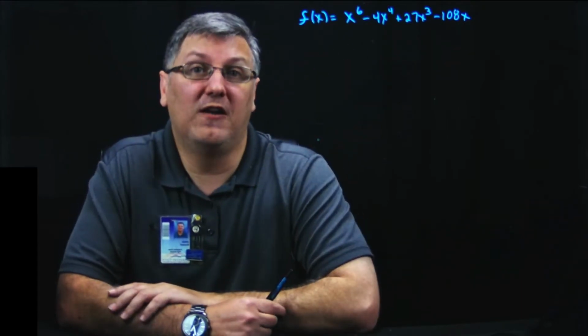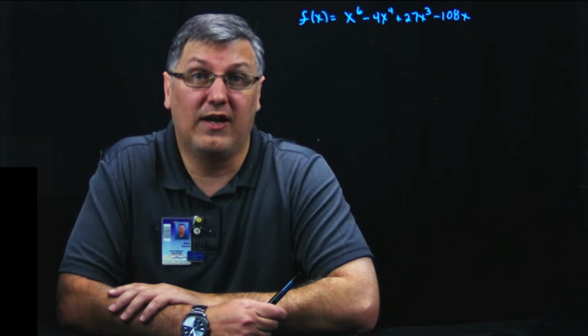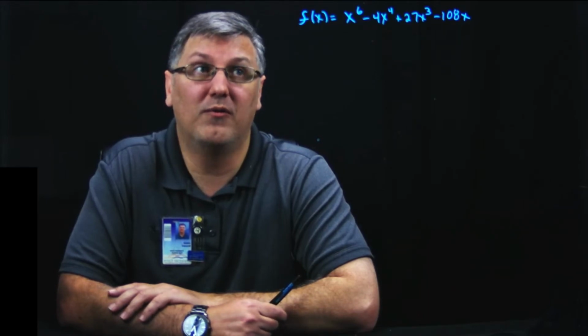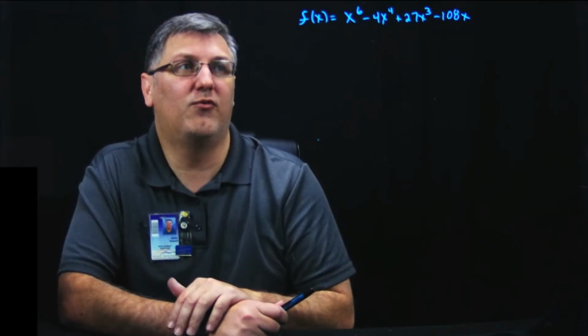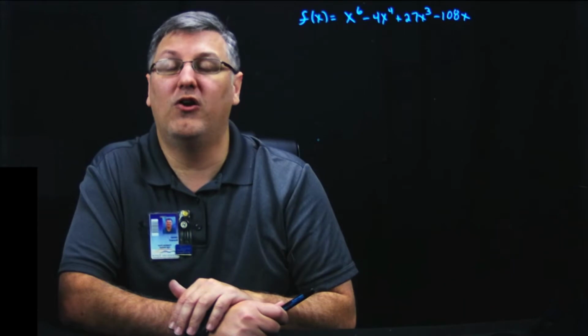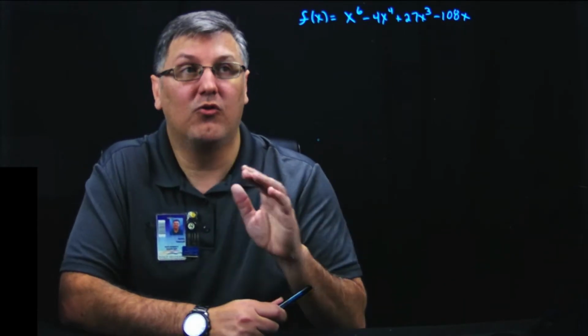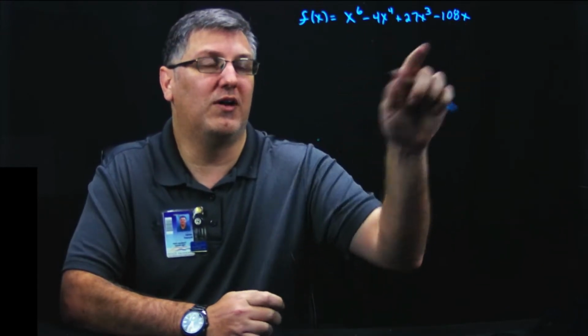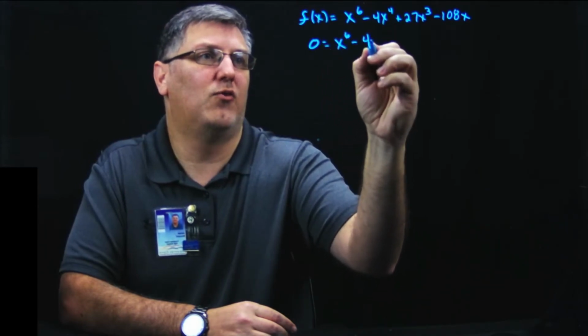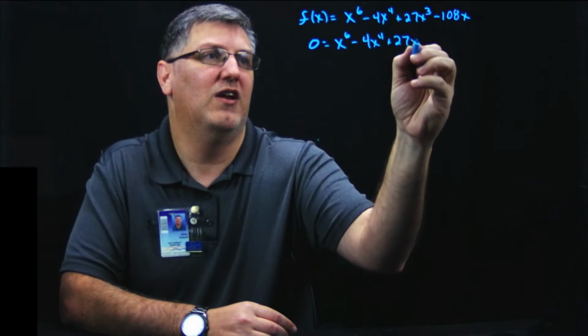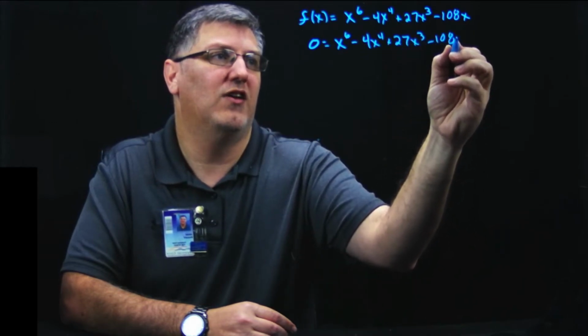This is going to be significantly harder than just x squared, because you can't just jump right to the quadratic formula. So I have the equation f of x equals x to the 6th minus 4x to the 4th plus 27x cubed minus 108x, and I want to know what the x-intercepts are. So what I'm going to do is set this equal to 0. That part doesn't change. Just because the equation becomes more difficult, the concept of setting it equal to 0 to find the x-intercepts stays the same. So I have 0 equals x to the 6th minus 4x to the 4th plus 27x cubed minus 108x.